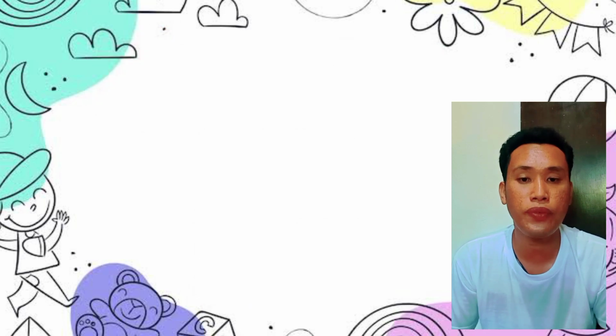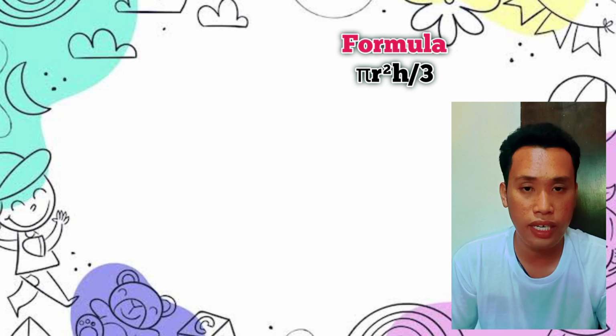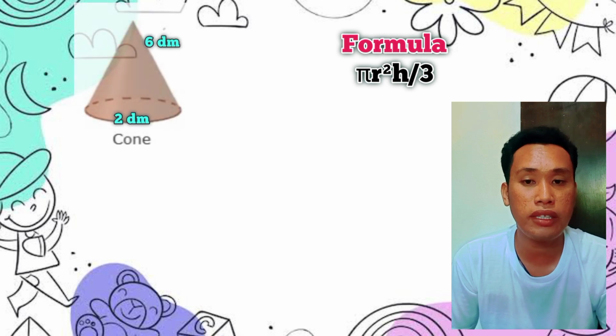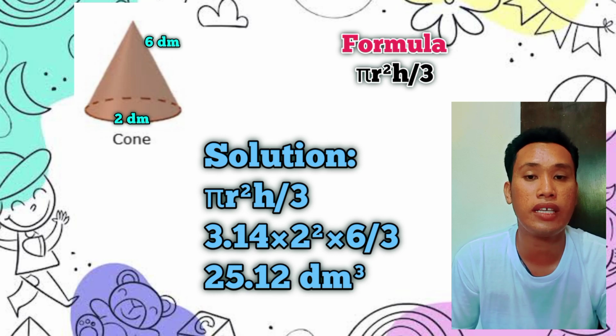Next is the cone. The formula is 1/3 pi r squared height, or pi r squared times height divided by 3. For example, we have 2 decimeters radius and 6 decimeters height. Let's solve: pi equals 3.14 times the radius 2 squared, which is 4, then times the height, which is 6. So 3.14 times 4 times 6 equals 75.36 cubic decimeters divided by 3. The answer would be 25.12, and that's the volume of our cone.